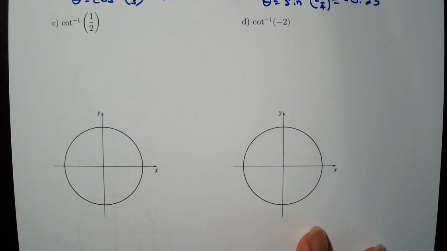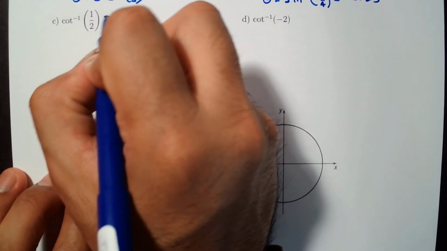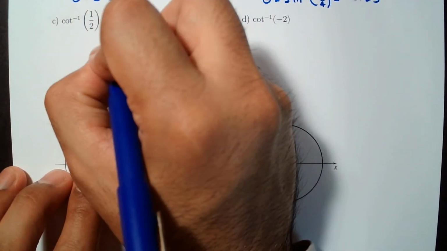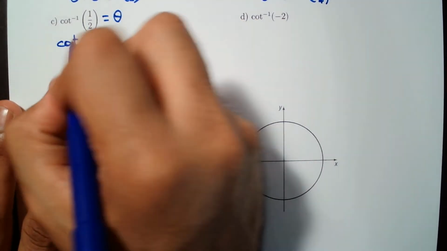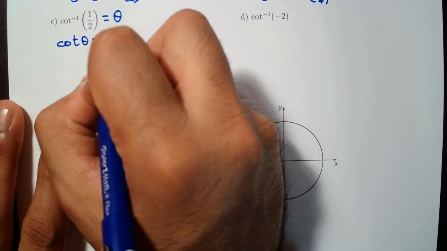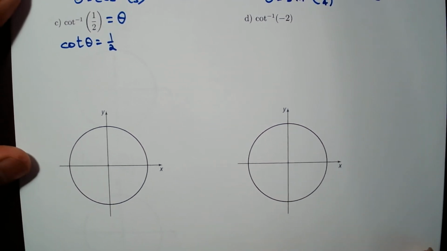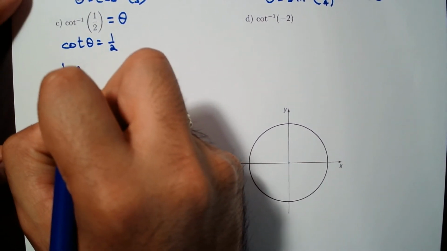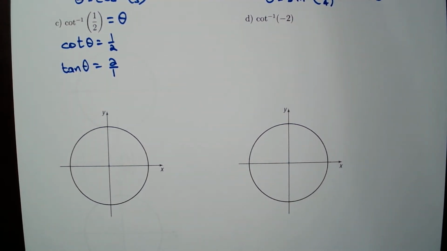Okay, what about the cotangent ones that I was mentioning earlier, that they might be a little bit tricky to do? Well, in this case, we still start by doing the same. Set that equal to some angle theta. That means cotangent theta equals 1/2. All right. Changing this to the reciprocal, which is tangent, that's 2 over 1.